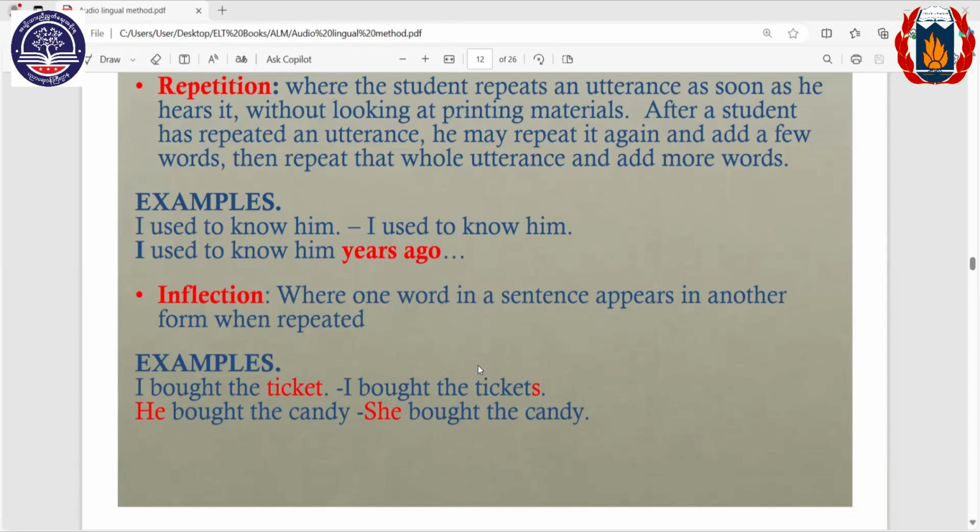Next one, inflection, right? Inflection, or changing the word form in the sentence. For example, I bought the ticket. I bought the tickets. He bought the candy. In the place of he, you can replace she and other subjects. So the first one is repetition and expanding. The second one is inflection, changing the word form. That's why in the previous slide, you already know the morphology, right? Changing the word forms.